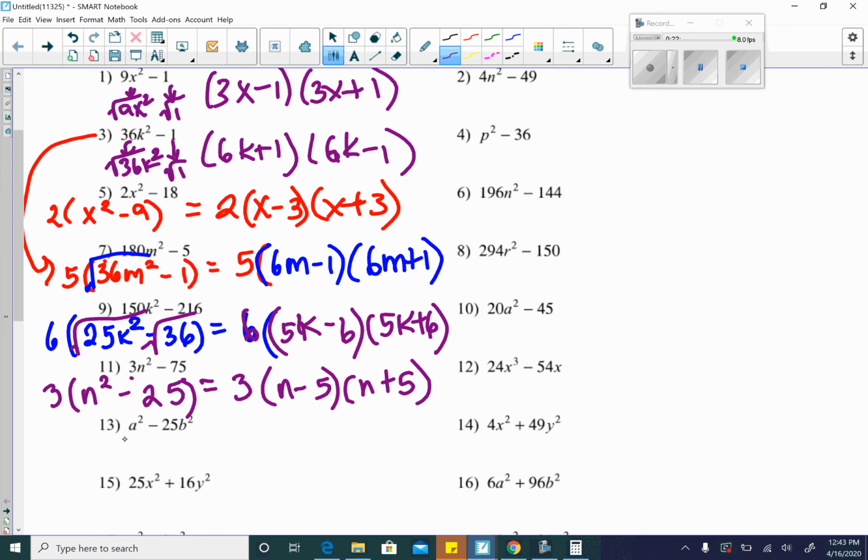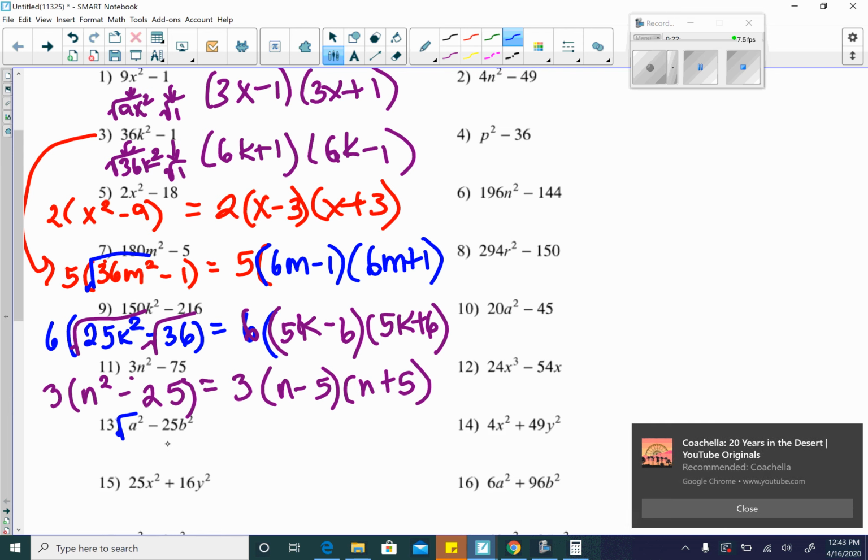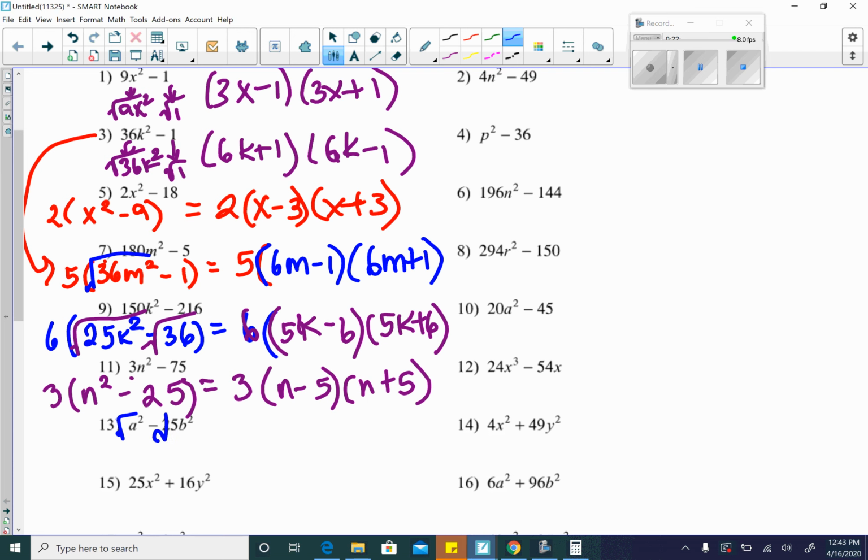All right, same thing here. There's no GCF, but I can take the square root of a squared, and I can take the square root of 25b squared. Okay, so I have a minus 5b, because the square root of 25b squared is 5b, times a plus 5b.